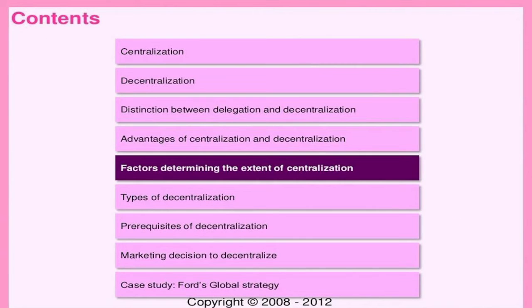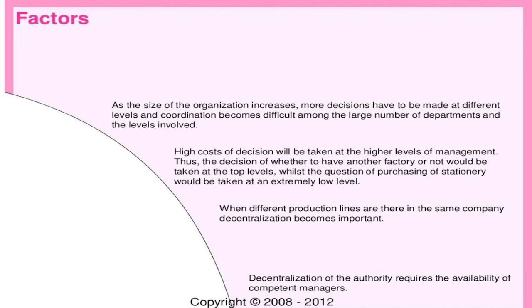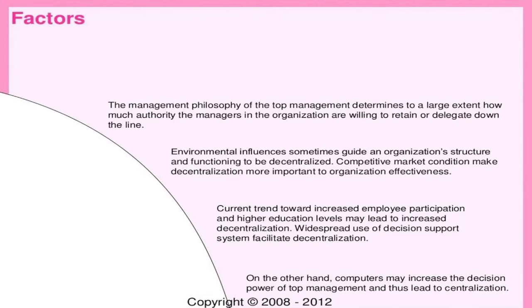Then coming to the factors determining the extent of decentralization. One is the size, another is the cost, another is the production line. These are the factors which affect decision making or decentralization. And management philosophy at the top of management determines to a large extent how much authority the managers in the organization are willing to retain or delegate down the line. So it is the interest of the top management.